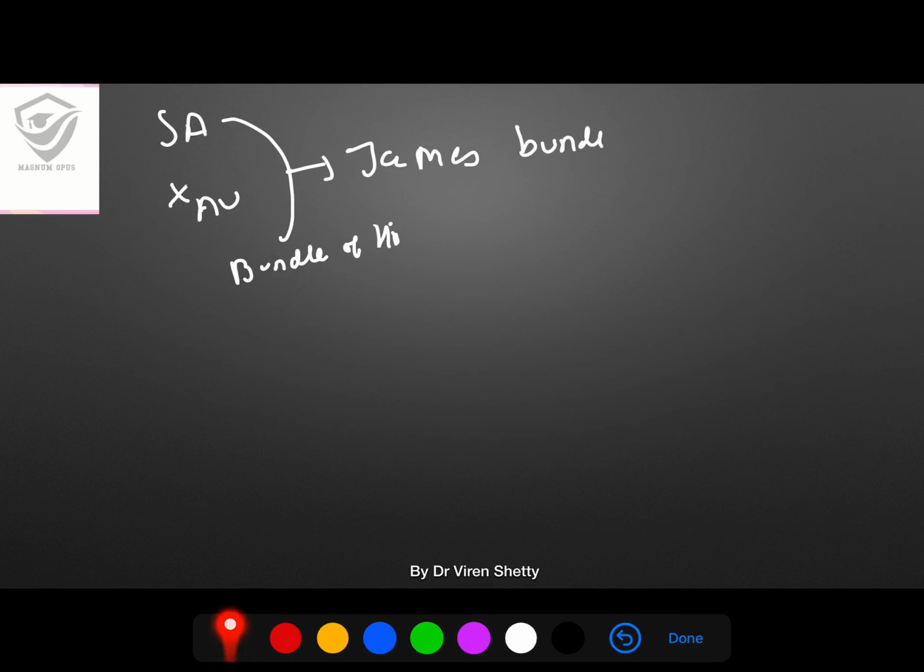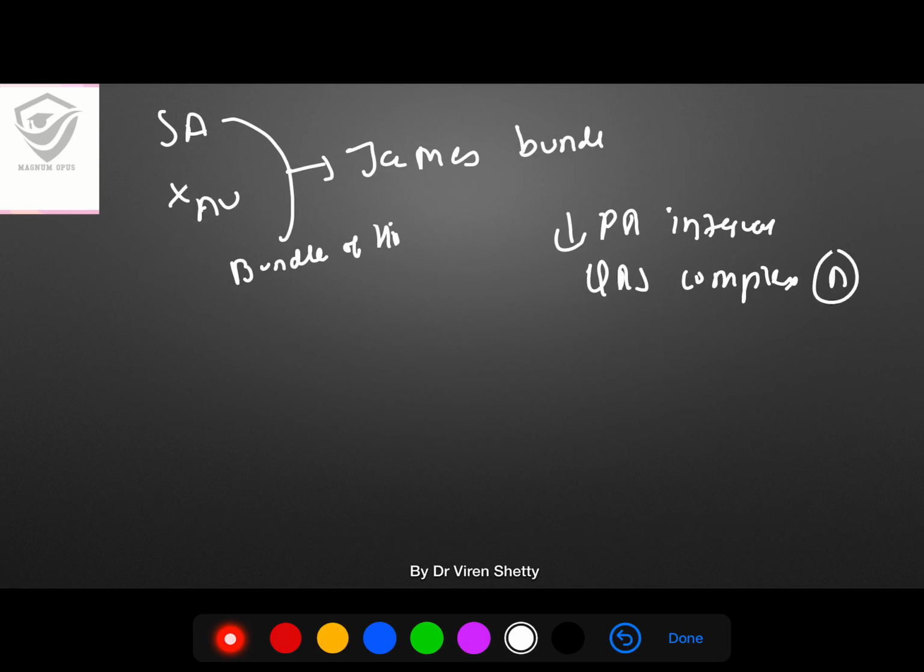So now with the invention of a new train, they have missed the small station, and have gone directly to the bundle of His. Because of this, there will be a reduced PR interval. The QRS complex, though, will remain normal. The QRS complex was broad in WPW syndrome, but here it will be normal, and you will usually see a normal sinus rhythm in this case.